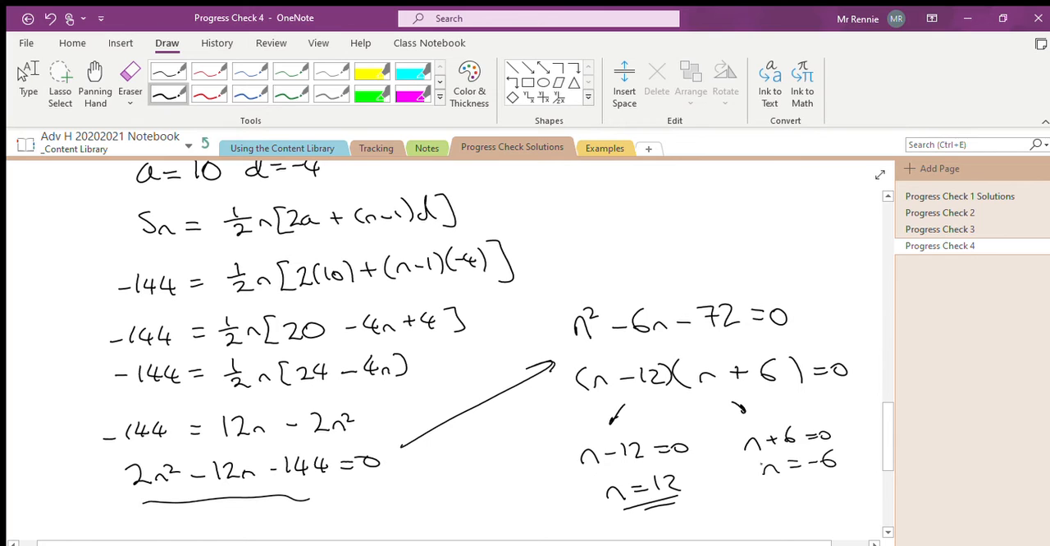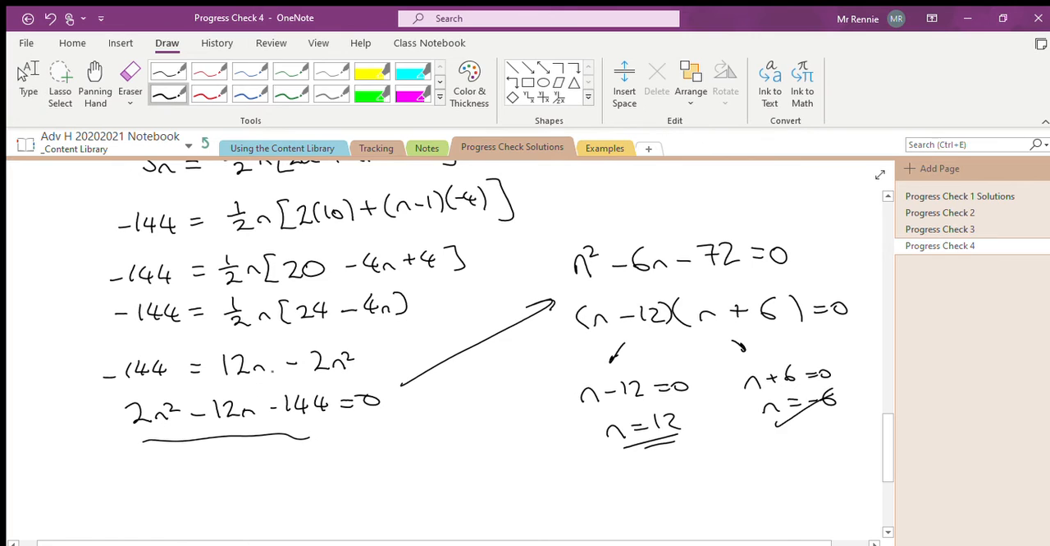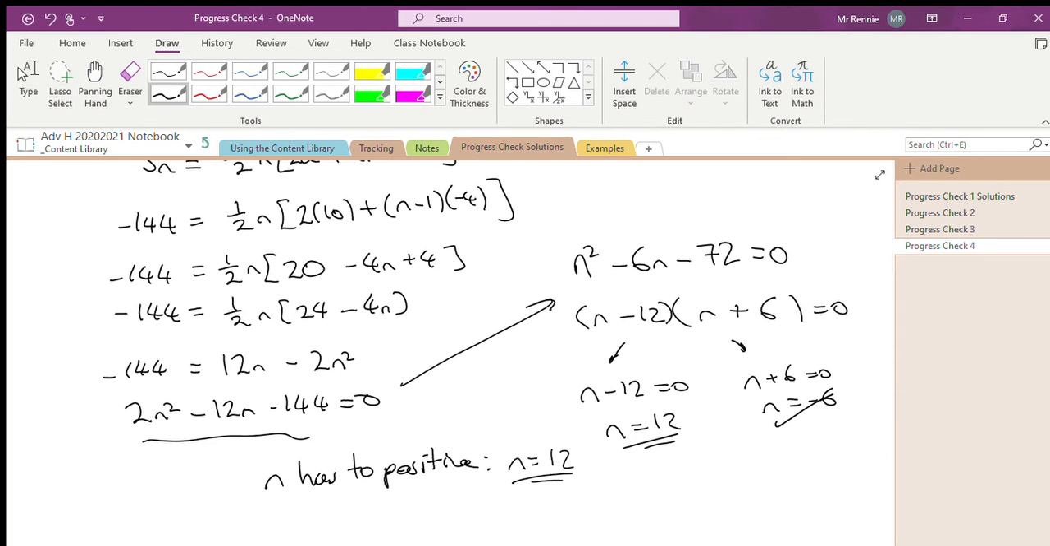However, we have an issue there because we know that n had to be positive due to it being the number of terms that we're talking about here. So n's a number of terms used, so you can't get negative 6 amount of anything regarding terms. So n has to be positive, therefore we'll just keep the answer n was 12. Okay, so that was the solution to that bit there. So we worked out the n was 12.